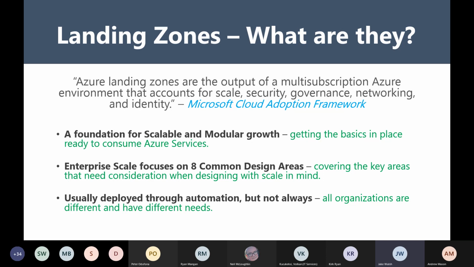Enterprise scale focuses on 8 common design areas, which I'll come on to in a second. These are the key areas that really do need consideration when you design with scale in mind. Usually landing zones are deployed through automation, but not always. All organizations are different. If you have a quick Google of landing zones, you'll find loads of different examples out there, community examples in the Cloud Adoption Framework, that you can draw on to help yourself moving forward.